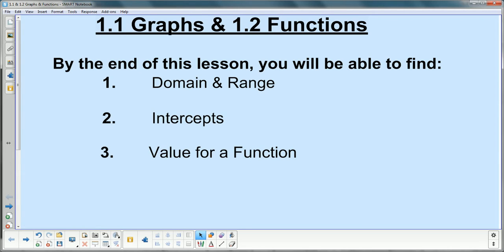All right, pre-calc. So the next lesson, or the first lesson in our next unit, is actually going to be the first two sections of Chapter 1. All going to be about functions and their graphs, and then important characteristics that they have. So by the end of the lesson, you'll be able to identify a graph's domain and range, the x and y intercepts, and then also a value for the function.